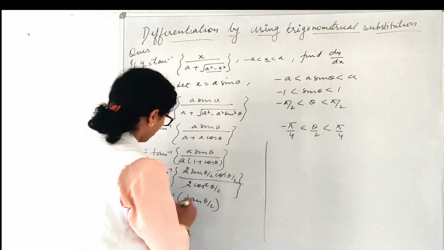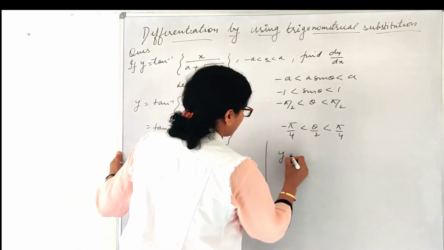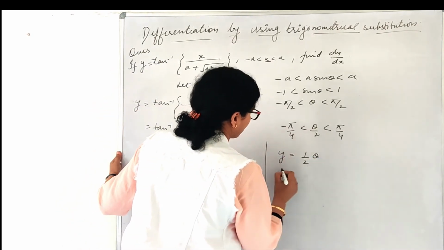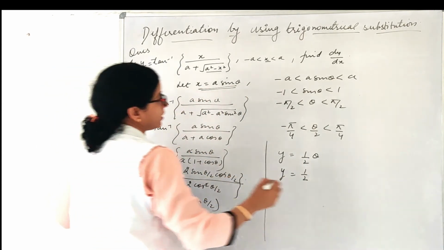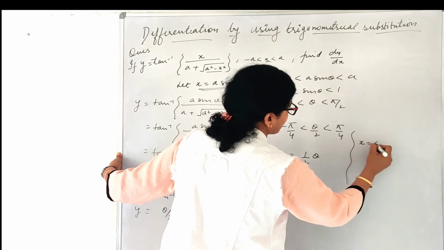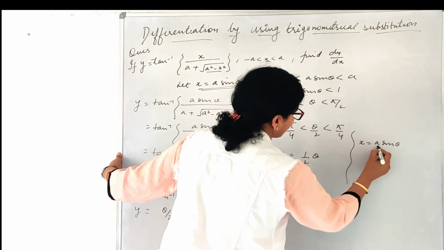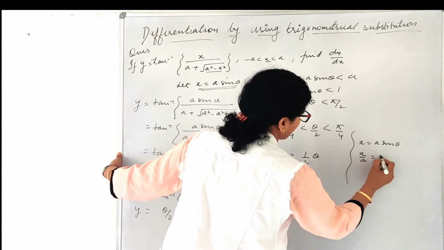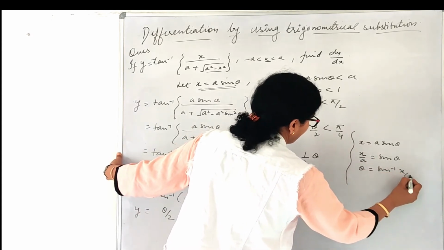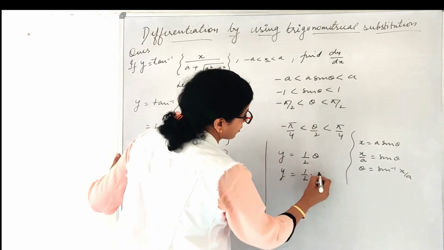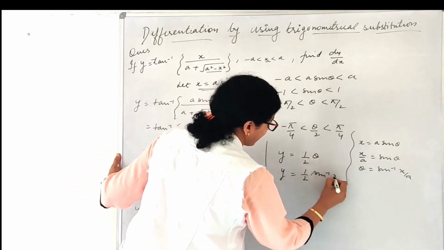Now let us substitute the value of theta. So y is equal to half theta, right? From here I can find out the value of my theta. So look here, generally students make a mistake in finding the value of theta. So first take a down. x by a is equal to sine theta. Now your theta becomes sine inverse x by a. Substitute that part here. So what I am getting? y is equal to half sine inverse x by a.